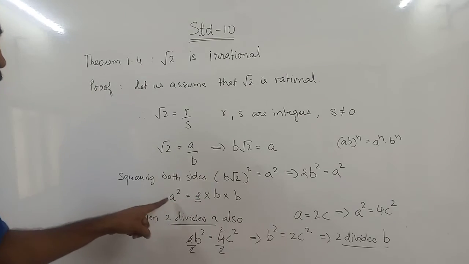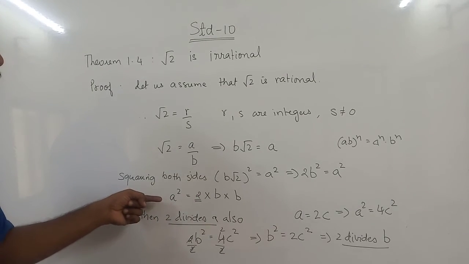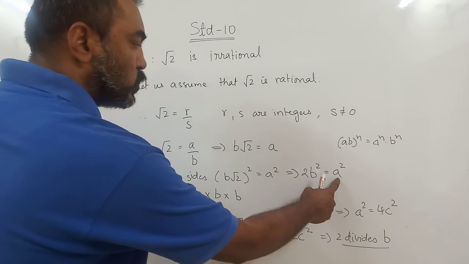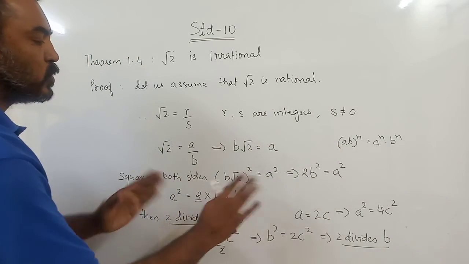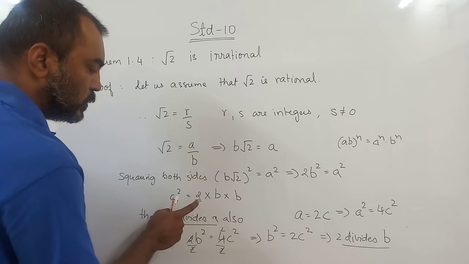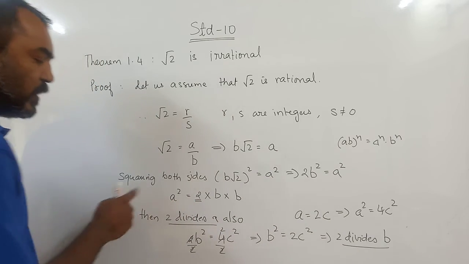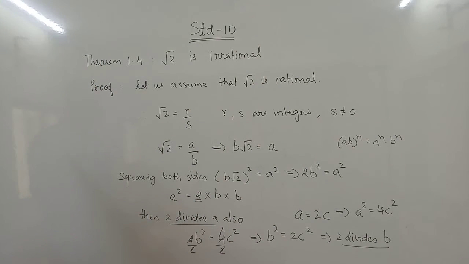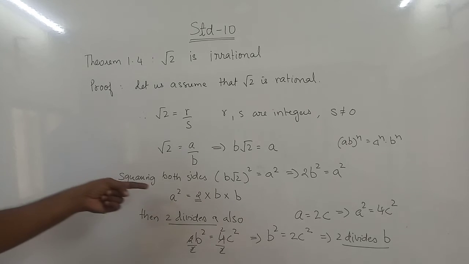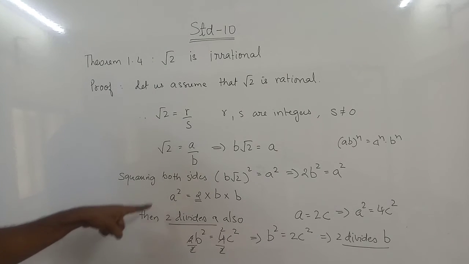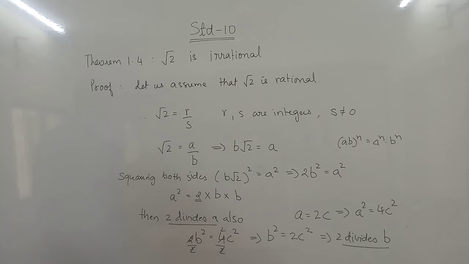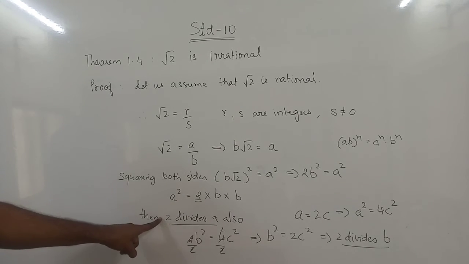This step is not given in the book, but I have written it for your understanding. a square has got factors 2 into b into b. This b can be a composite of primes, you leave it, but you see the 2. So 2 is a factor of a square. The previous theorem told us if a prime factor divides a square, it also divides a. So if 2 is a factor of a square, 2 divides a. It also means a is an even number.